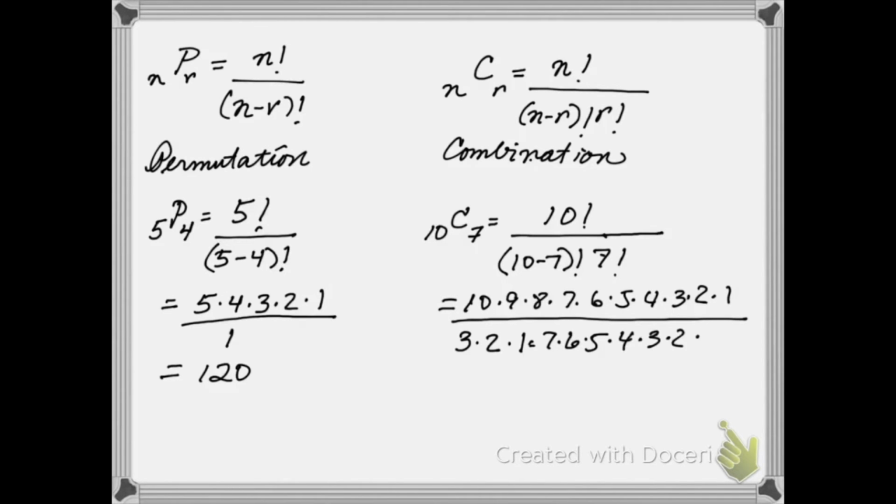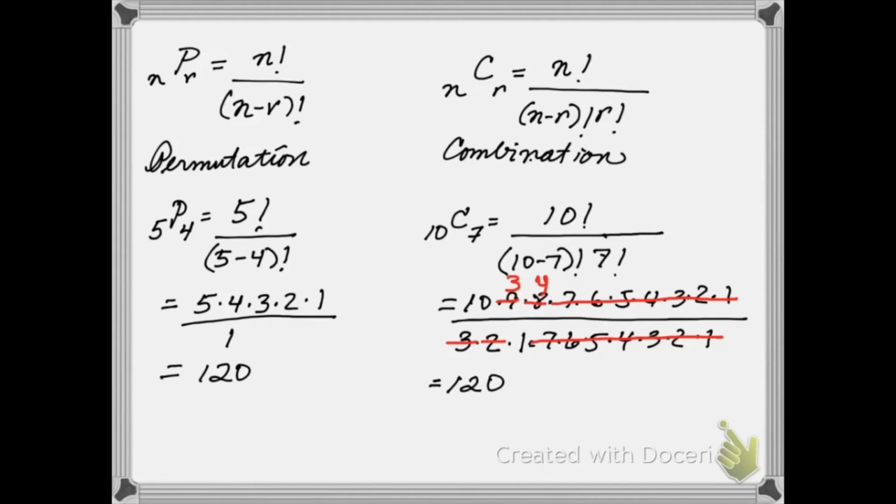So this 7, 6, 5, 4, 3, 2, 1 cancels with this 7, 6, 5, 4, 3, 2, 1. And then this 3 I can cancel with a 3 from the 9. This 2 I can cancel with a 2 from the 8. And that's going to be 10 times 3 times 4, which will be 12 times 10 is 120.